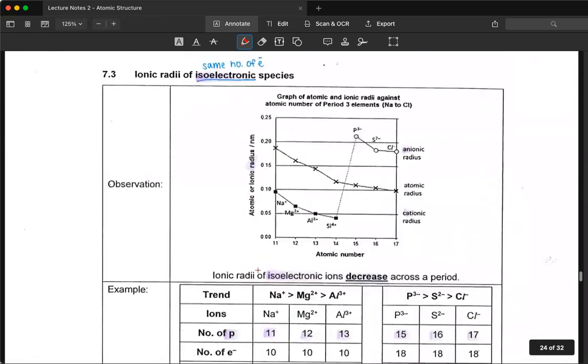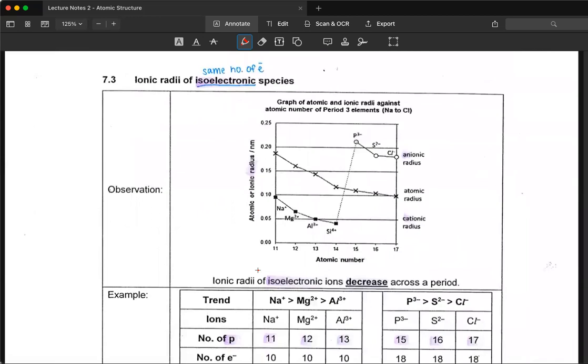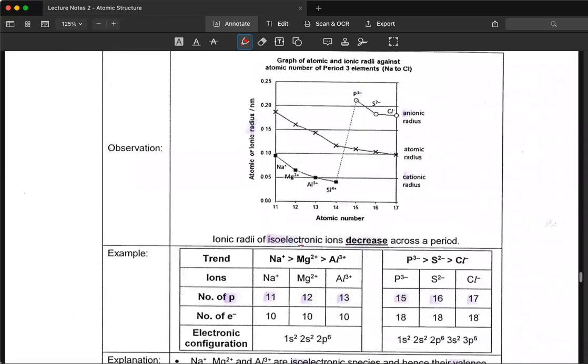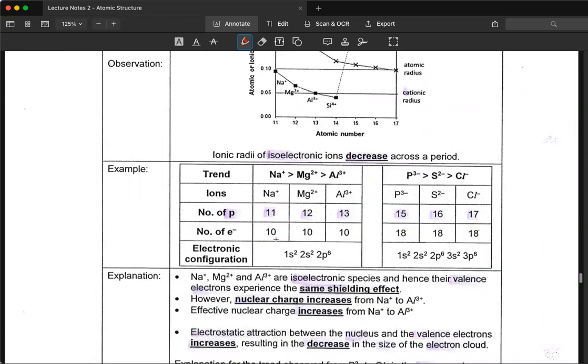Now, for isoelectronic species, which means the same number of electrons, what is the trend? Across the period, we observe that the ionic radii of isoelectronic ions actually decrease. So this refers to the same number of electrons, and this refers to the same. Okay, we are comparing them separately. So between the cations, we notice that the radius decreases. Even so for the anions as well.